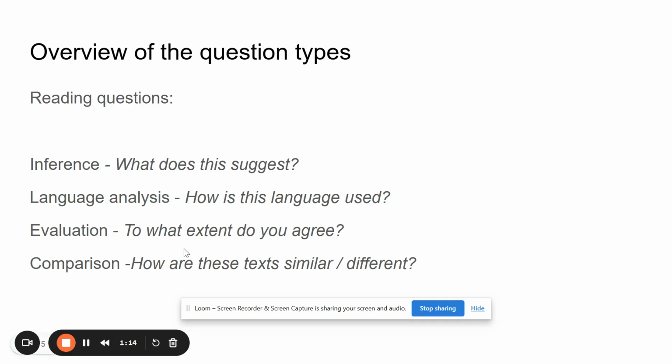So I just wanted to give you an overview of the different types of questions that you will get in the GCSE English language exam. You will get inference questions. Inference questions basically mean, what does this suggest? You'll get language analysis questions where you've got to consider, how is this language used? You'll get evaluation questions, to what extent do you agree? And you'll get comparison questions where you've got to consider, how are these texts similar or different?